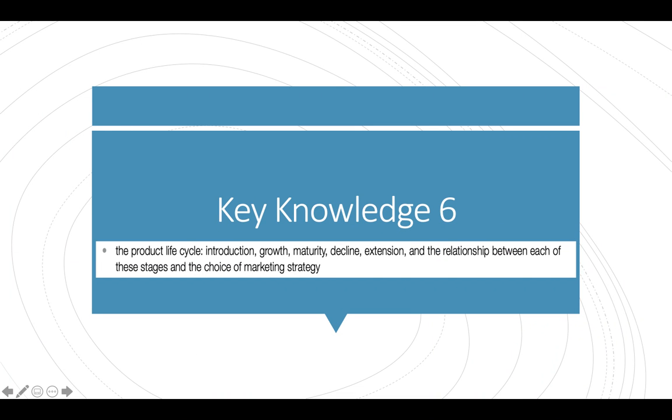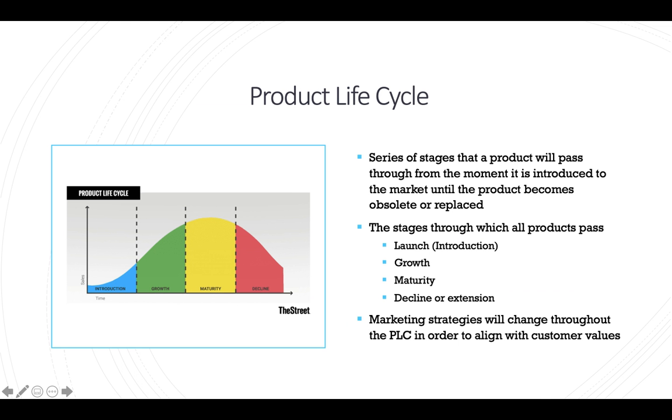All right, guys, welcome back to Key Knowledge 6. So this one I did briefly mention in part 1 of the 7Ps, the product life cycle. What we mean by the product life cycle is when we introduce the product all the way through until the product is removed from the market. And then the relationship between each of these stages and the choice of marketing strategy that they will use.